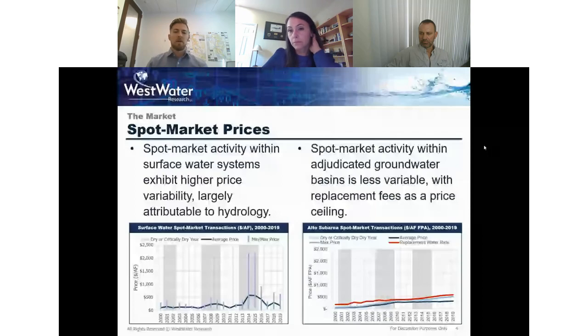In terms of California's spot market, which is really the single year transfers and exchanges, we see a lot of price variability in the surface water systems. That variability is largely attributable to hydrologic conditions and supply conditions.